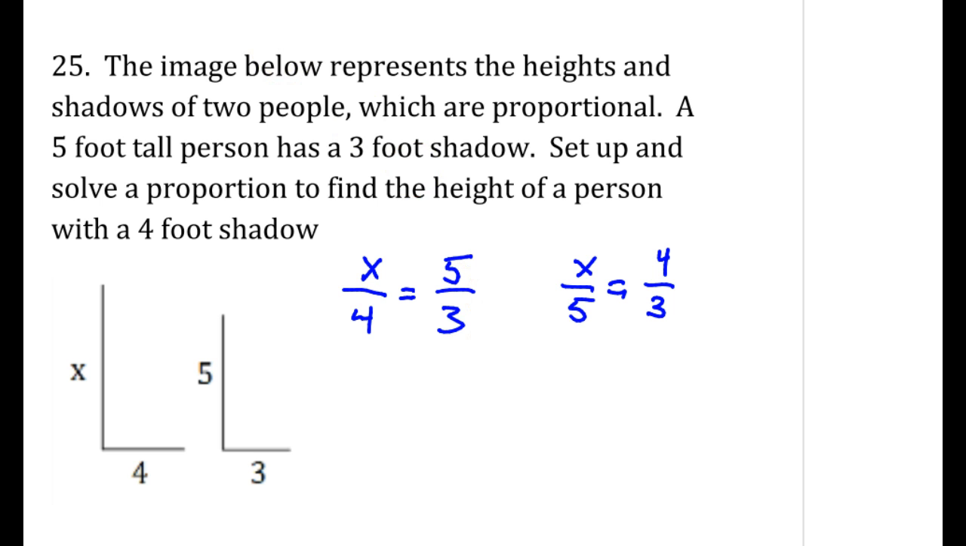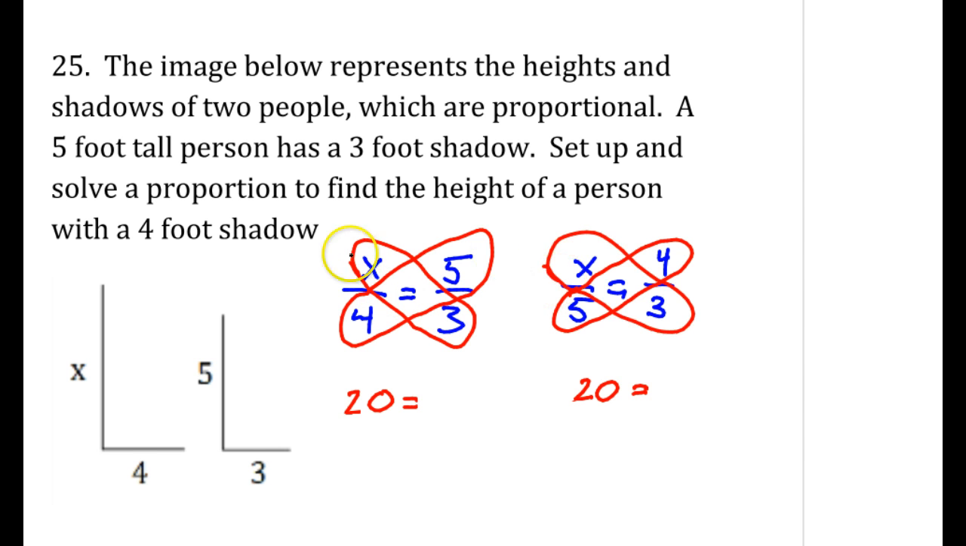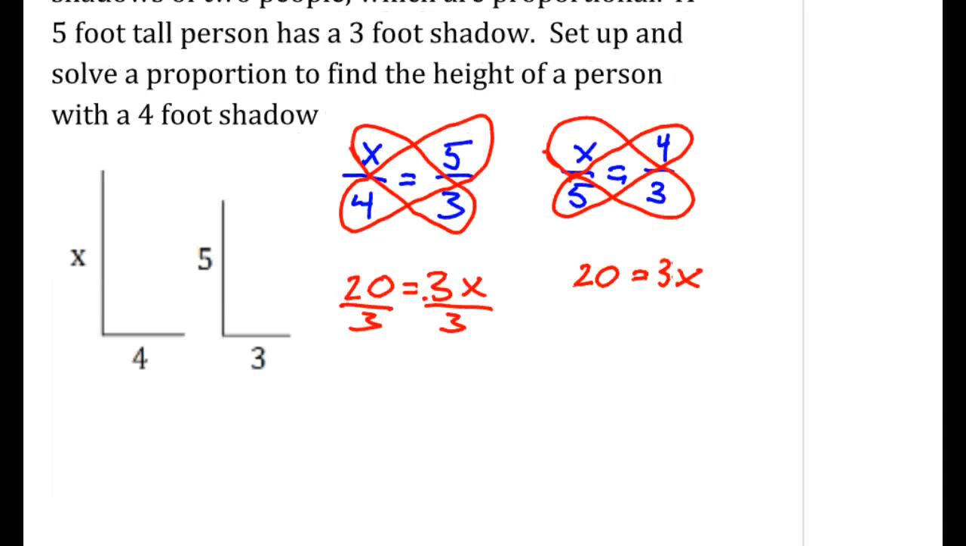How do you know these are all going to be correct? It's when you solve them. Right? You can see they both come out to the same thing. So we're going to get 20 equals no matter which one I use. You don't have to do both. But that's how you know that they're correct, because they both give you the same exact equation when you cross multiply. Divide both by 3. So how tall is this person?